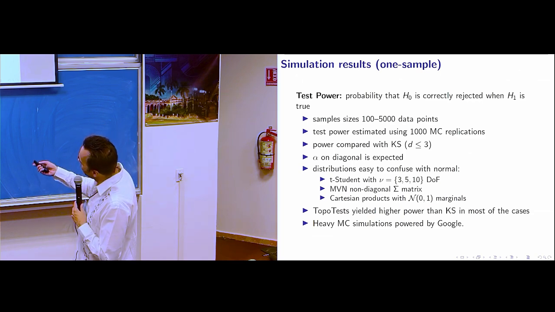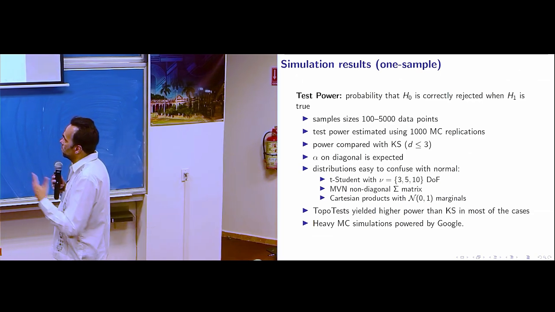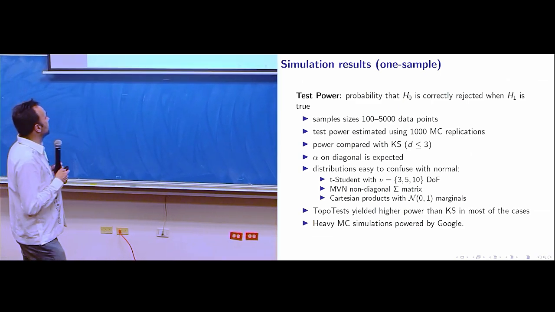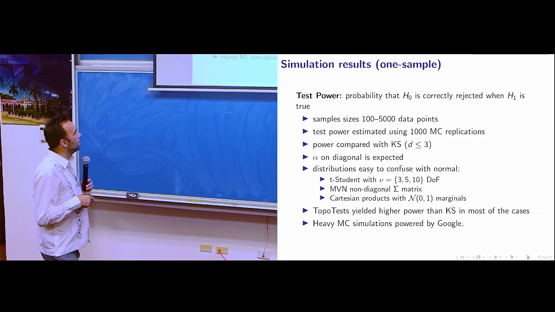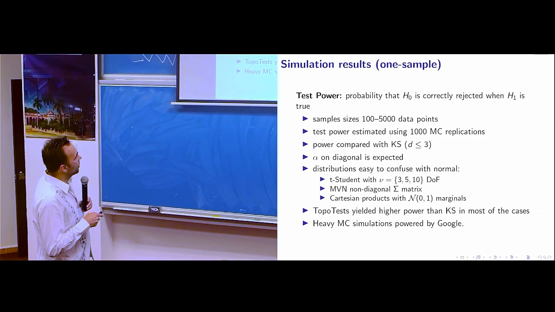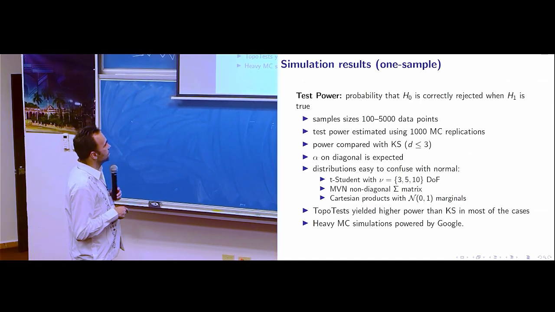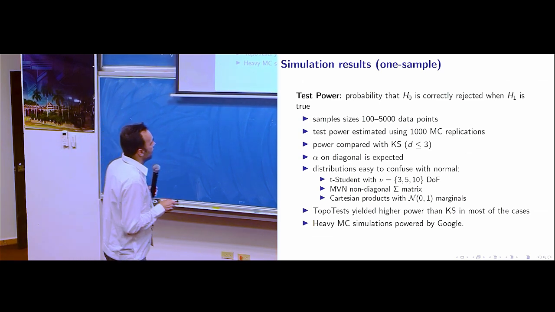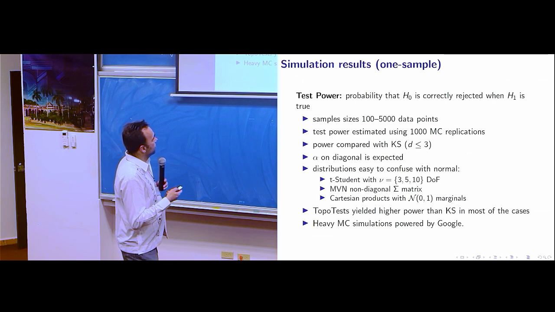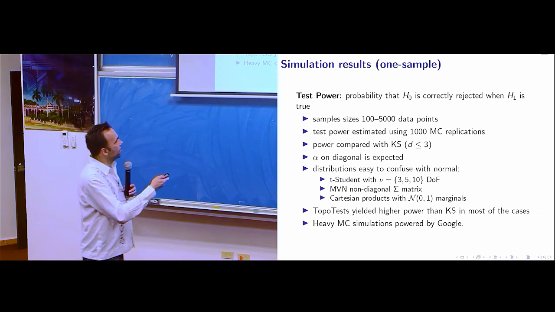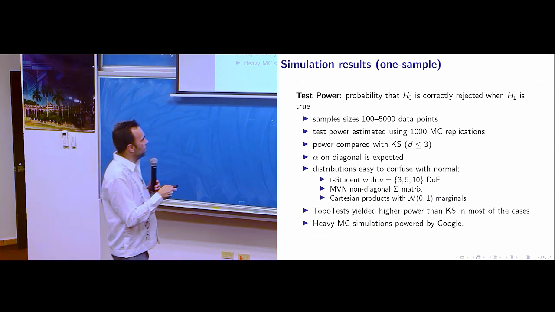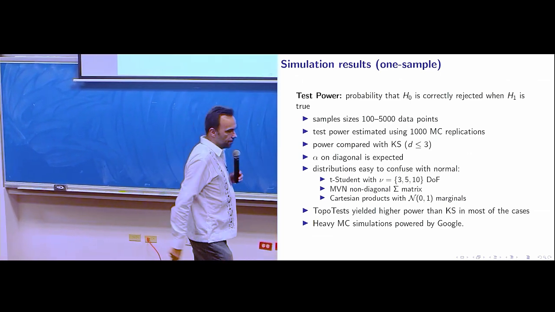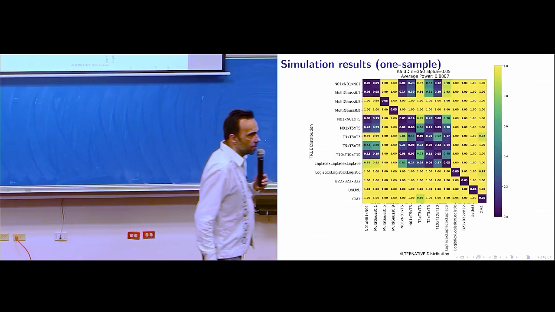We also included in the collection of distributions types which are easy to confuse with a normal distribution, for instance a t-Student with various degrees of freedom, multivariate normal, and Cartesian products, which have normal marginals. There was quite a lot of energy going into this, so we used Google infrastructure for this Monte Carlo simulation. I'll try to motivate that we actually look better than Kolmogorov-Smirnov.